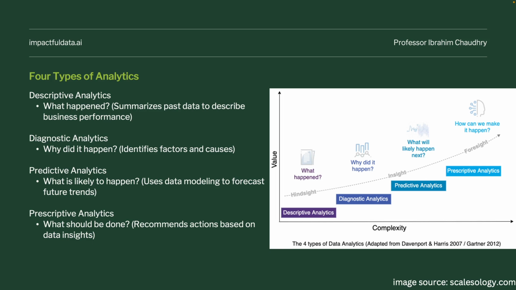There are really four types of analytics. On the right hand side, you can see a graph that a lot of people in the industry refer to as the data maturity curve. So, as an organization, you'll fall somewhere on this curve.